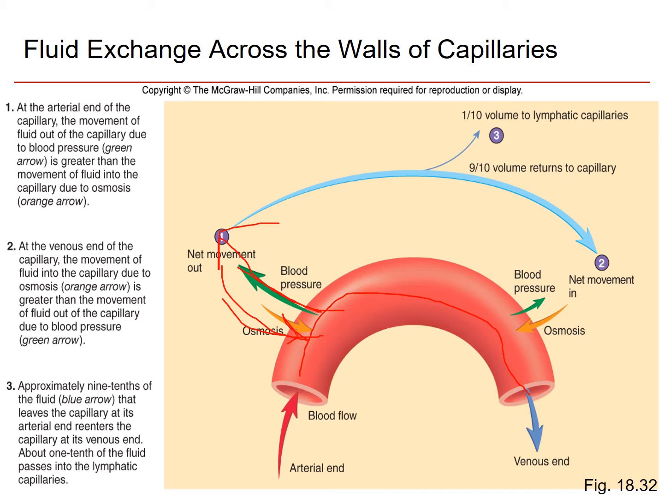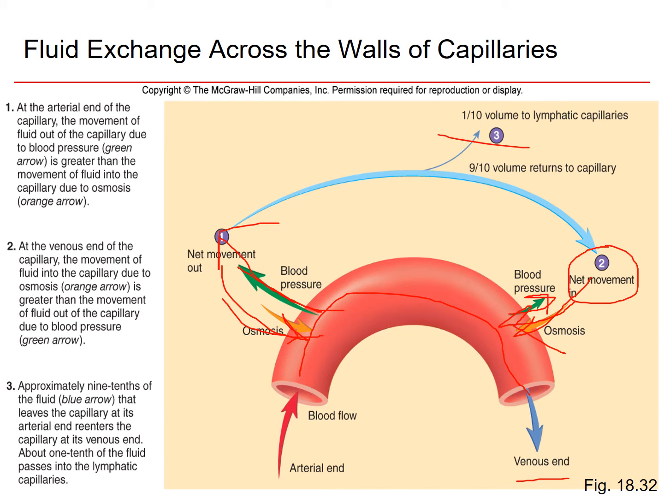So now the opposite is true though for the venous end, okay? So at the venous end though, we have a greater movement of materials into the capillary versus a lower blood pressure out of that capillary, okay? So we'll have now movement of fluid that is going to enter into that venous end, okay?